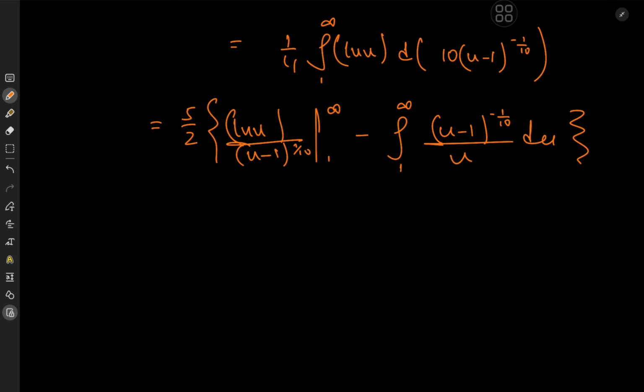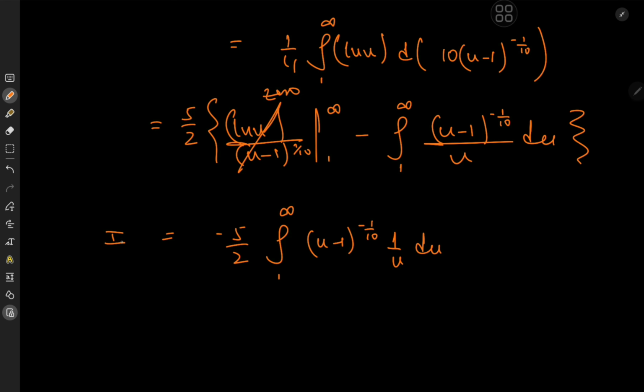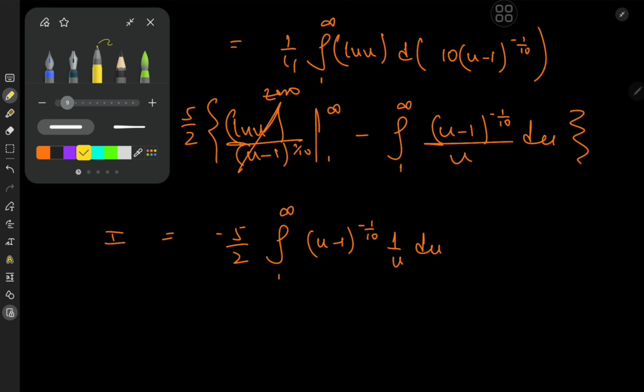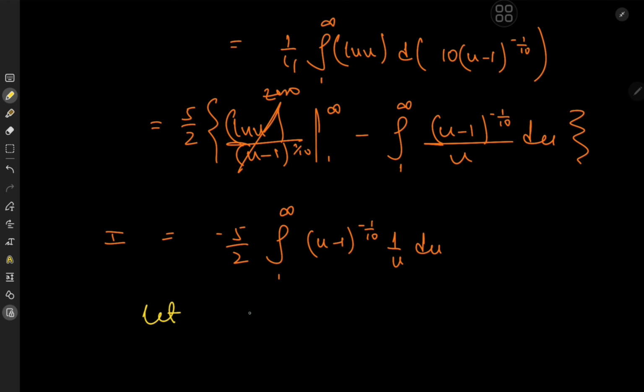What matters is we need to evaluate this thing. So it's pretty easy to verify that this thing converges to 0 in both limits. You can verify that as a bit of a side quest. And we have -5/2 times integral 1 to infinity of (u minus 1)^(-1/10) times 1 over u du. And now for one more transformation. So what we'll do here is that we will let 1 over u equal t, which implies that u here is just 1 over t, obviously, and this implies that du equals negative 1 over t squared dt.